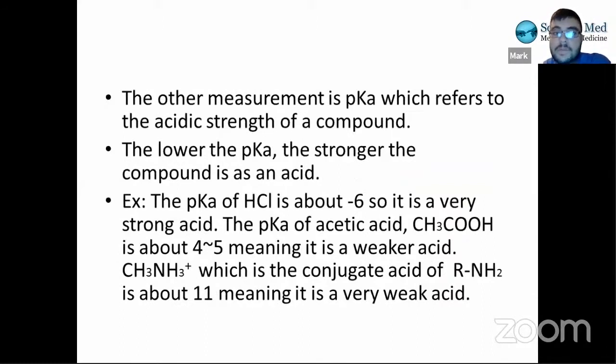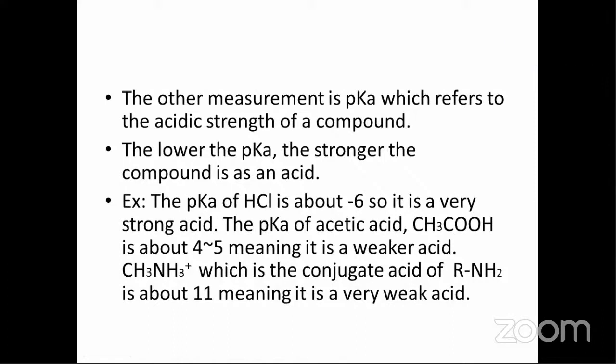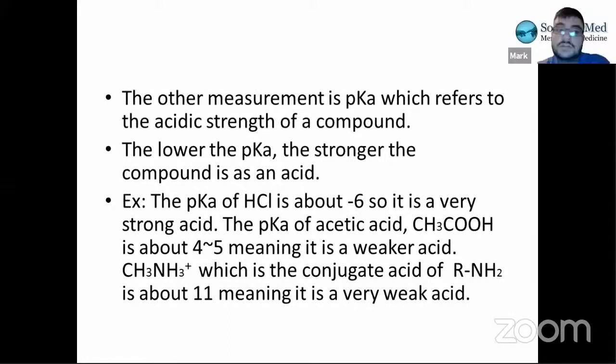Okay, moving on. So the other measurement that we use to measure acidity and basicity is pKa. There's also pKb, but that's rarely used. Mainly we use pKa, which measures the acidity, and it refers to the acidic strength of a compound, right? A specific molecule, rather than a solution as a whole. The lower the pKa, the stronger the compound is as an acid. Similar to pH, if you have a lower pH, you're more acidic. pKa goes by similar rules. If something has a very low pKa, that means it's very acidic.